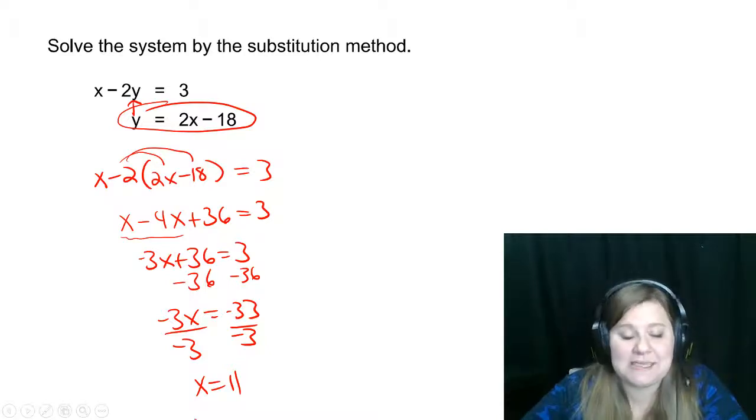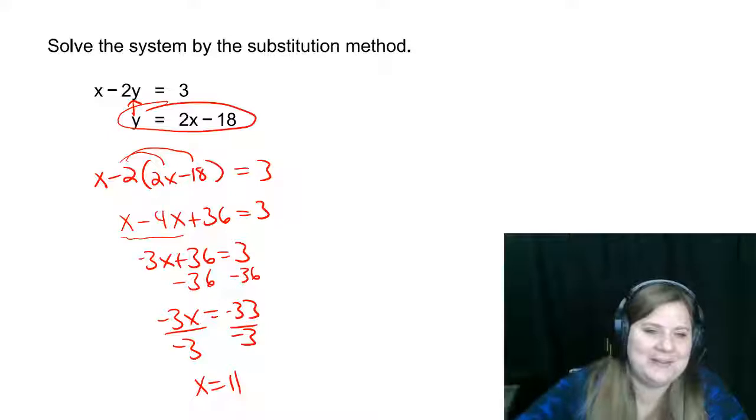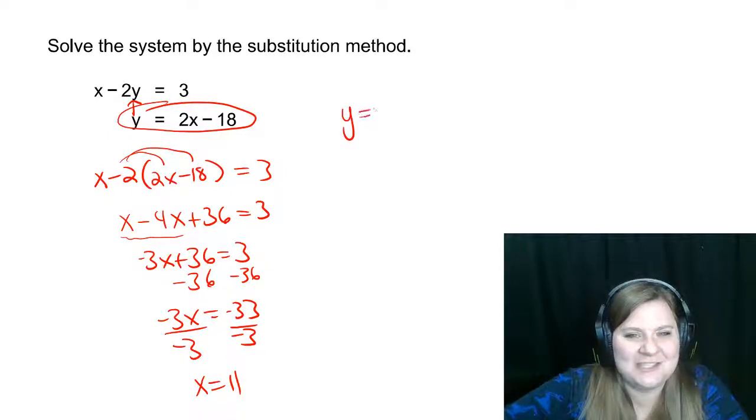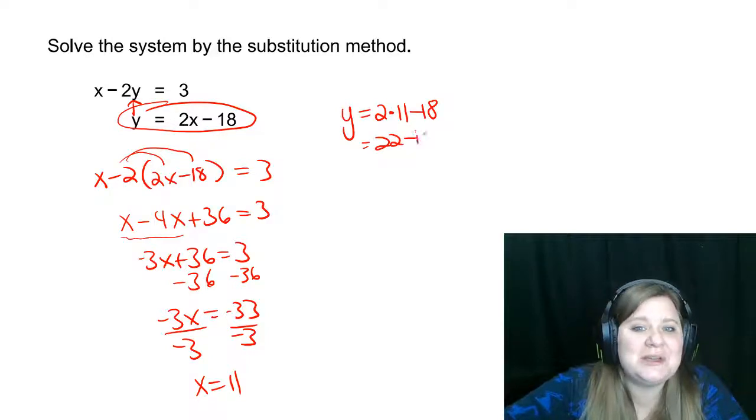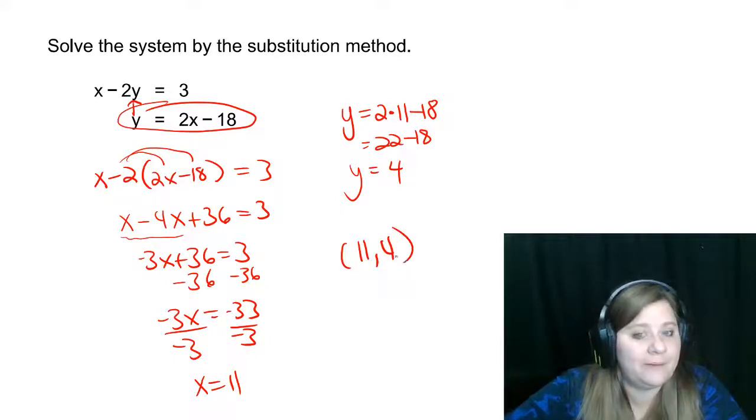At this point, I say, okay, no problem. I still have to find my y though, okay? So I have y equals 2 times 11 minus 18. 22 minus 18 gives us 4. So y equals 4. That means my answer is (11, 4).